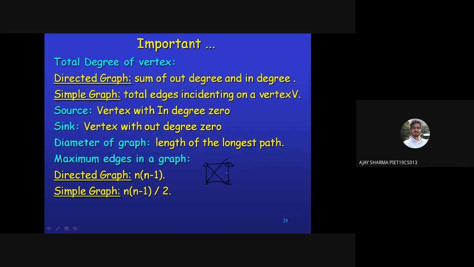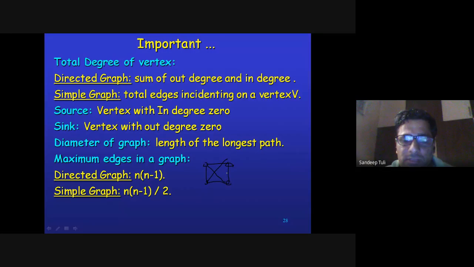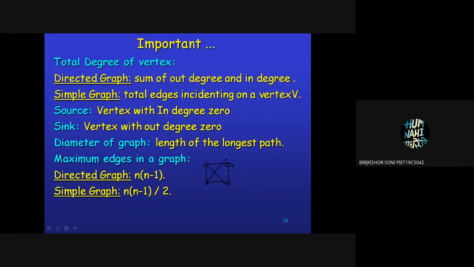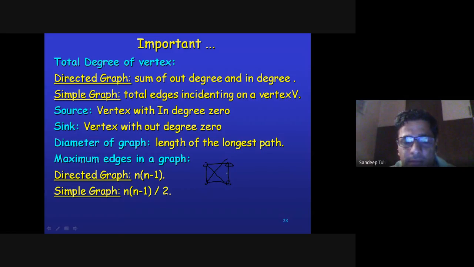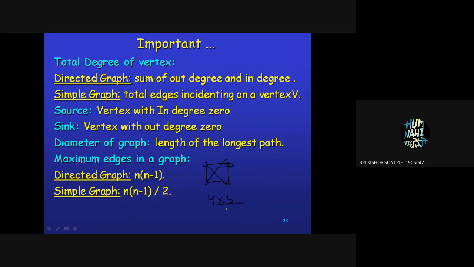We will use direct single connection only with each other vertex. Definitely, हाँ. Simple graph we are talking about. Simple graph means it should not have any parallel edges and should not have any loop. Okay, so then that graph could have a maximum of n into n minus 1 upon 2 edges with n vertices. n यहाँ पर कितना है? 4. 4 into 3 by 2, 12 by 2 equals 6.